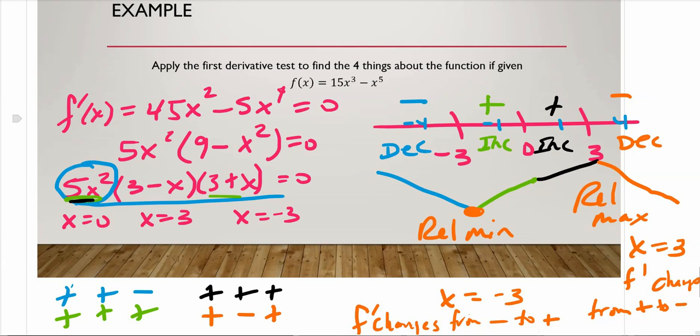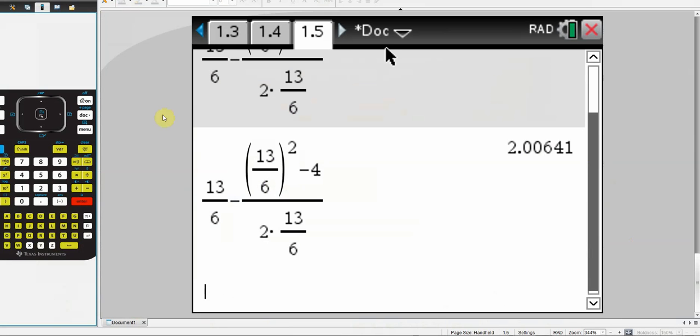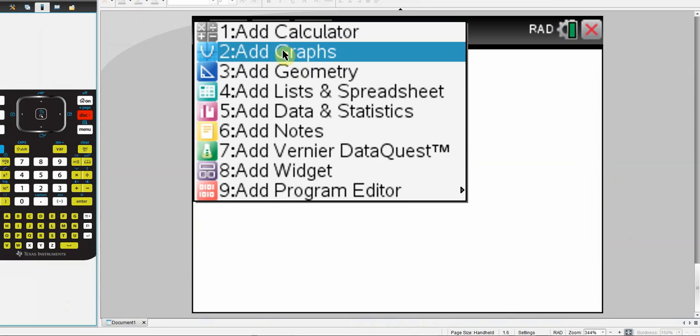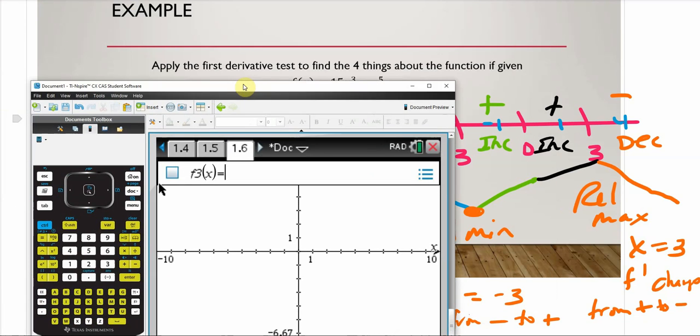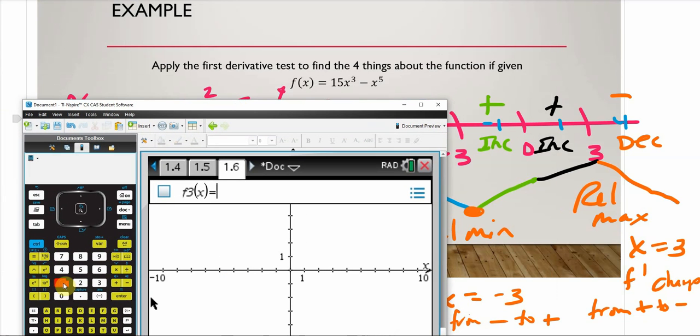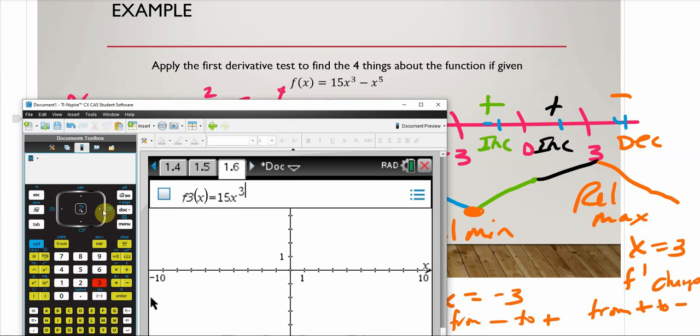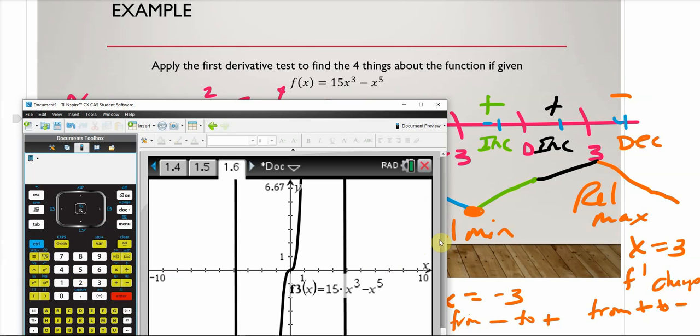Now, for those of you saying, I don't trust you, sir, so I am going to take out my calculator and I am going to go to a new page here, control page, and I'm going to add a graph. And what was my function? Let me go ahead and plug it in here. So I'm going to go 15 x to the power of 3, right? And then it's going to be minus x to the power of 5. So let me go ahead and press enter, and there it is.